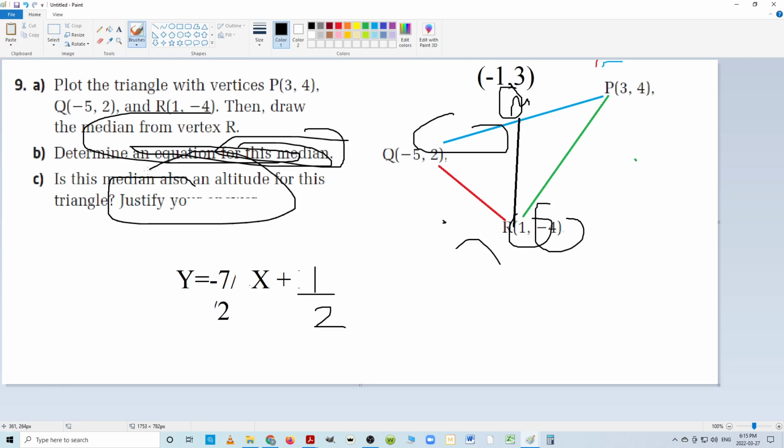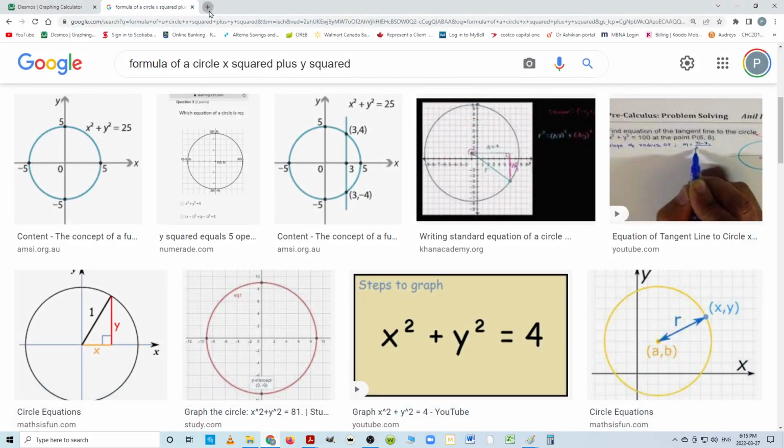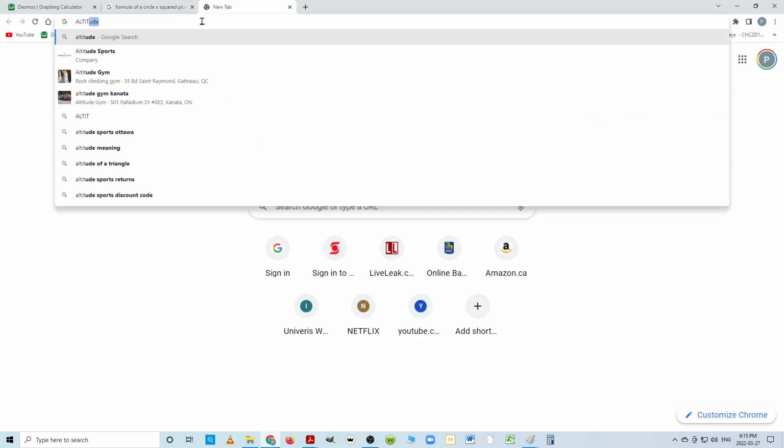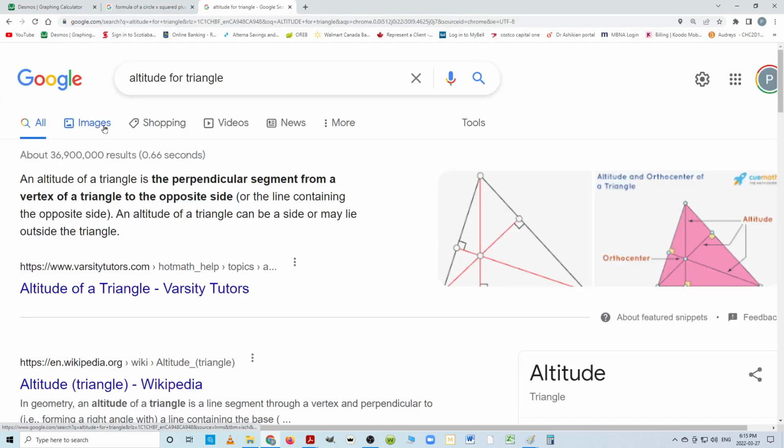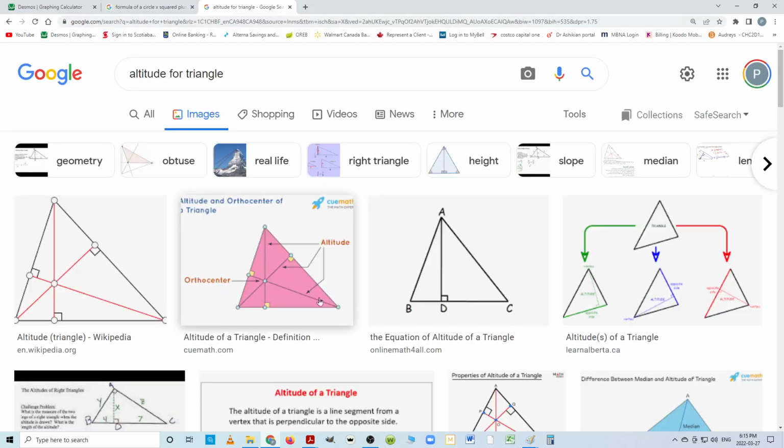Is this median also the altitude for this triangle? So the altitude would be the height. I think, actually, let me look up altitude for triangle. I think it's the height. And we'll just go to visuals. Yeah, I believe it's the height.